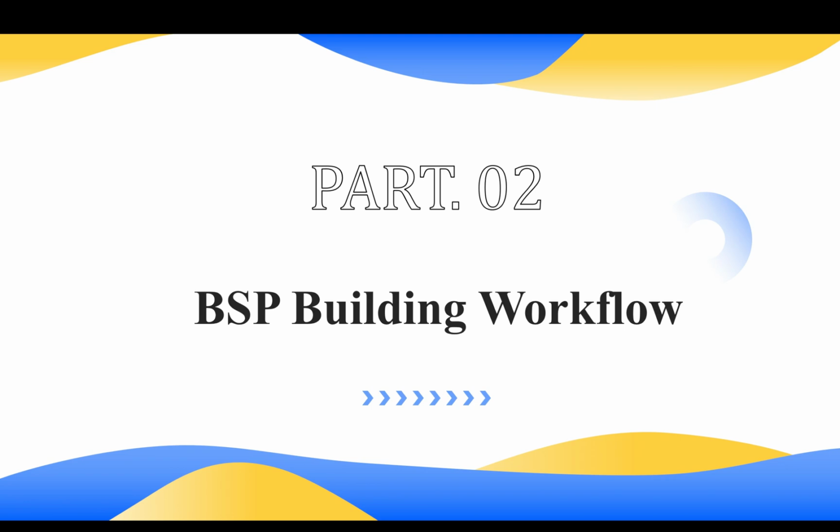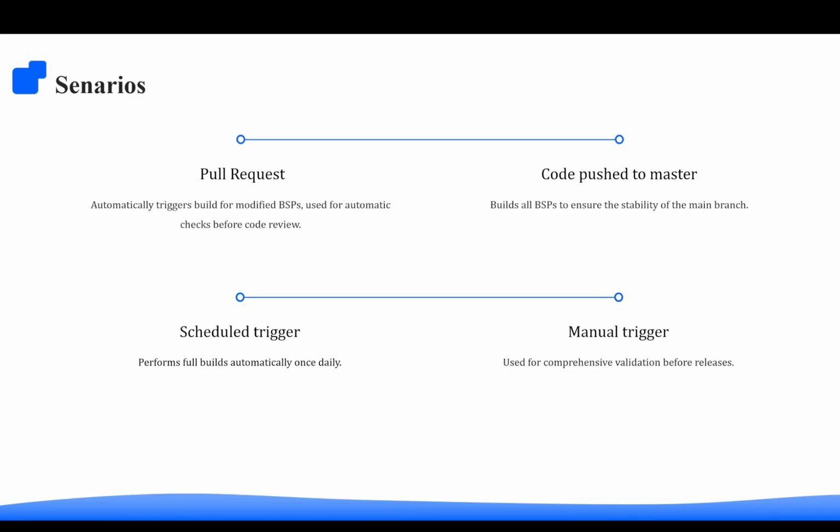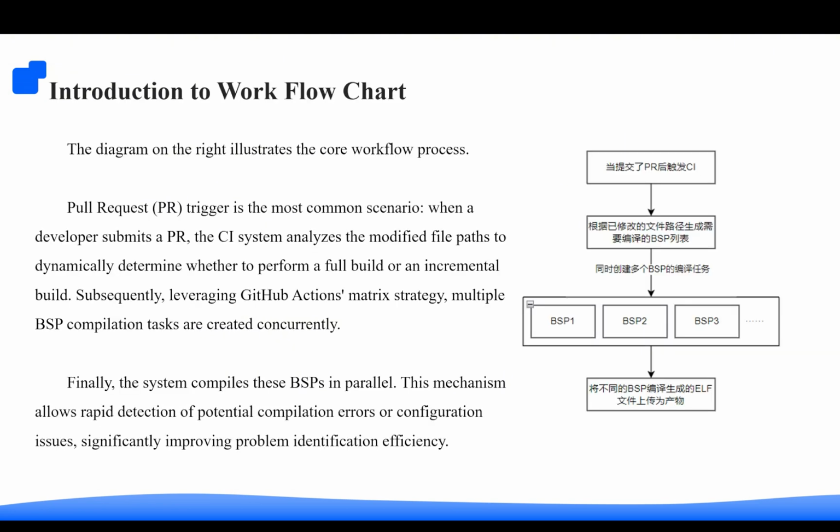Then, let's talk about the process of workflow construction. The current workflow mainly has 4 triggering scenarios, which are triggered when a PR is submitted, when code is pushed, triggered periodically, and triggered manually. The most commonly used one here is the PR trigger. In the following description, the PR trigger is the default.